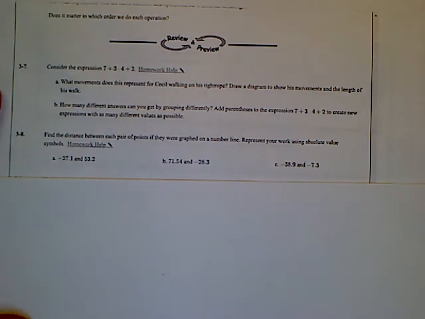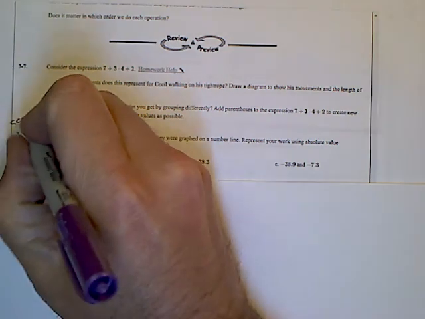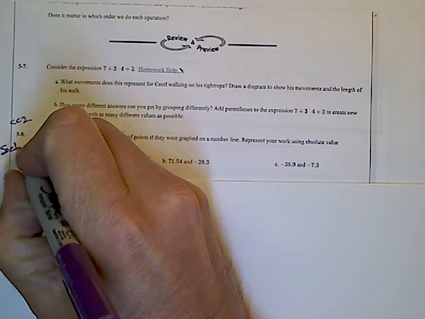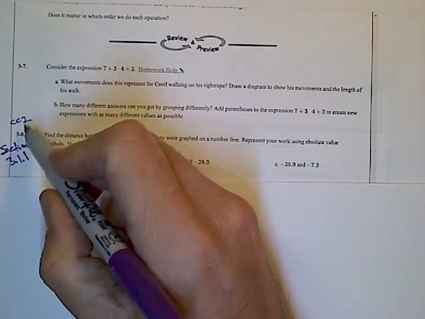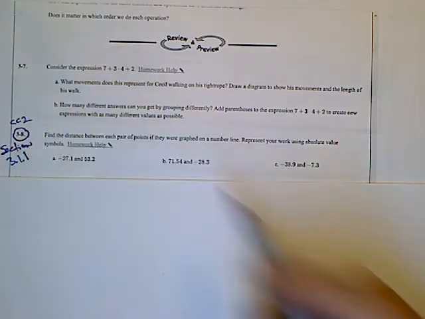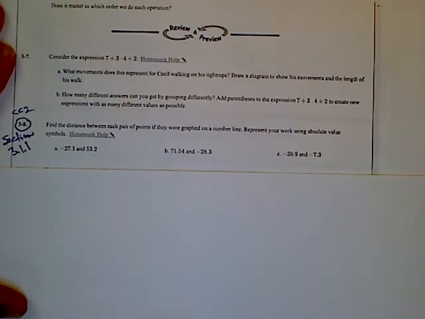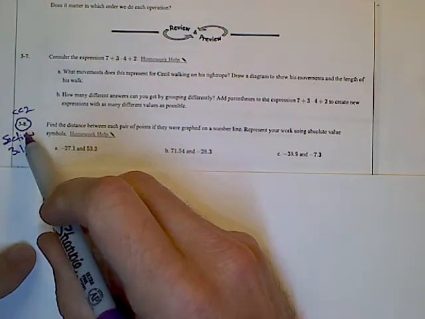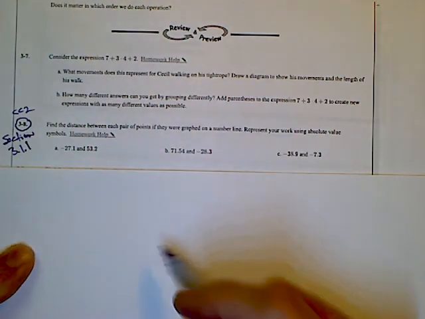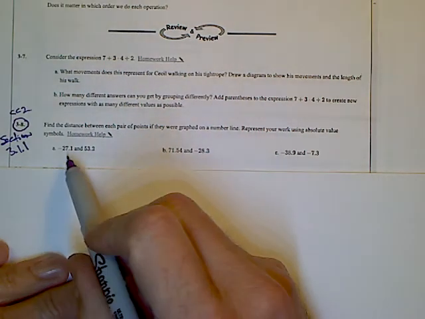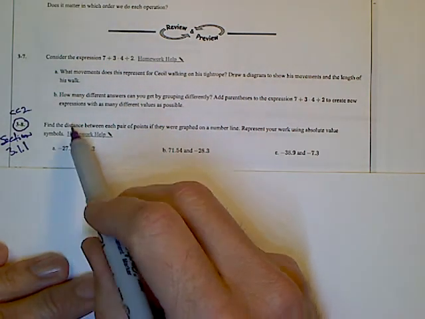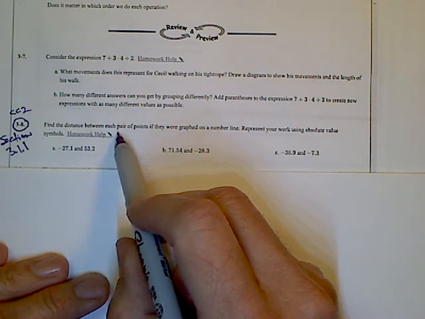All right, this is CC2 Section 3.1.1, and specifically looking at problem 3-8. Okay, so we are given a situation where we have two numbers and they want us to find the distance between each pair of points.